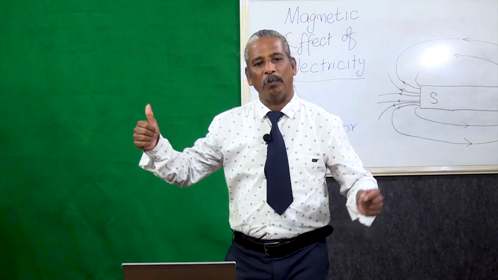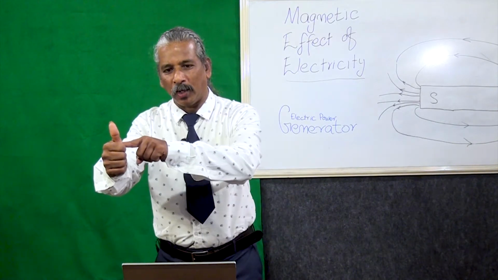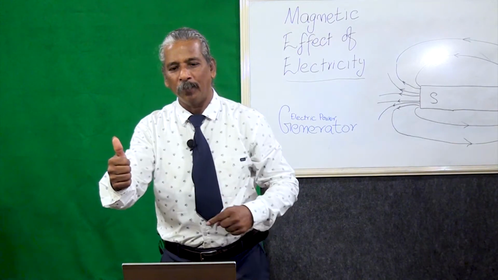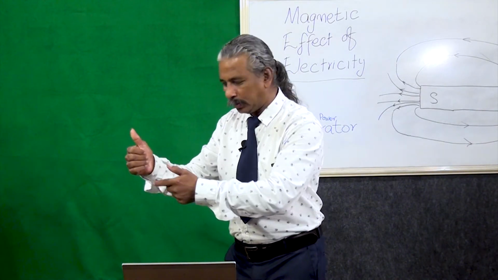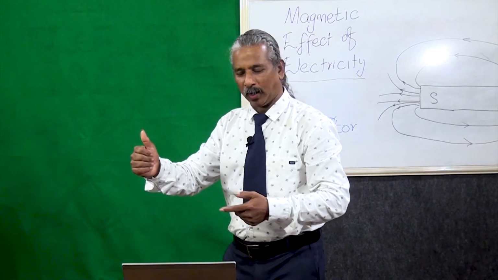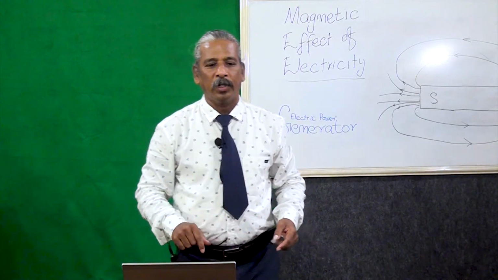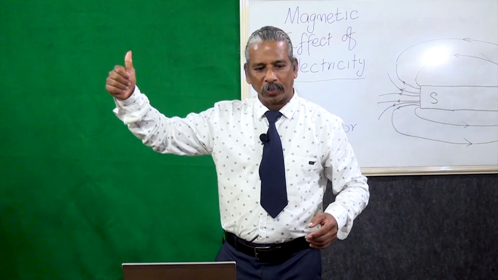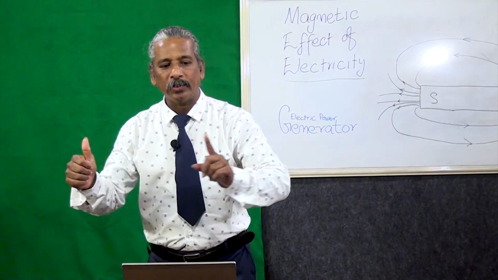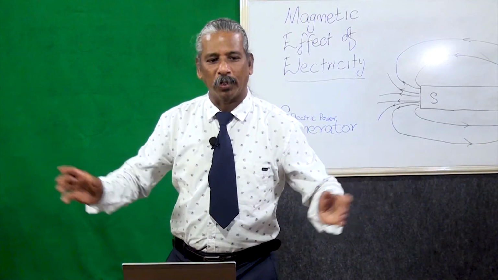It's also known as Maxwell's corkscrew rule. If you hold the conductor like this with the direction of the thumb showing the flow of current, then the direction of the magnetic field will be in the direction of the wrapped fingers. The fingers with which you wrap the wire, hold the wire, show the direction. If a current carrying conductor is held by the right hand, keeping the thumb straight and in the direction of the current, then the direction of wrapping of the fingers shows the direction of the magnetic field. That's simple.